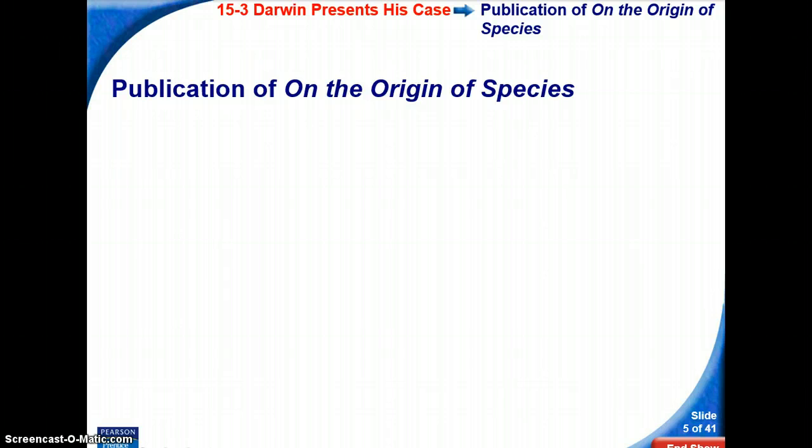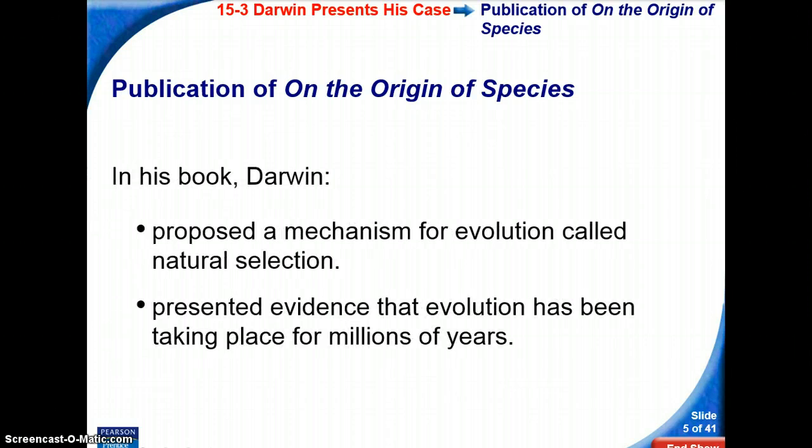However, there were many other scientists in the field who were starting to lean toward some of the same theories that Darwin had, and Darwin started to get a little nervous that he wouldn't end up getting the credit for all of the hard work he'd spent. So he did end up publishing the book On the Origin of Species before he died. And in his book, Darwin proposed a mechanism for evolution called natural selection. He also presented evidence that evolution has been taking place for millions of years.